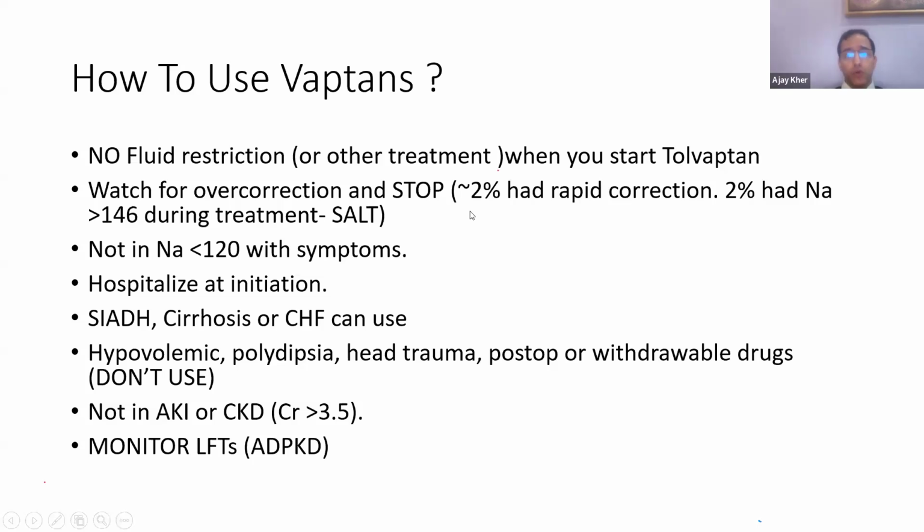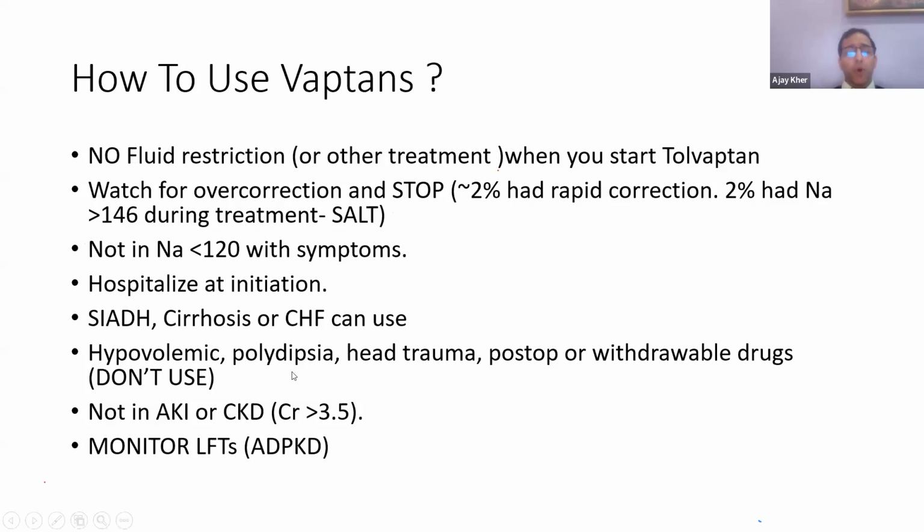Even in SALT 1 and SALT 2, about 2% of patients had rapid correction and 2% had a sodium that went up to more than 146. It was not used for patients who had a sodium of less than 120 with symptoms. So anyone who's symptomatic hyponatremia needs 3%. Everyone was hospitalized at initiation, so this is not an outpatient treatment. And the diseases were SIADH, cirrhosis, or heart failure.